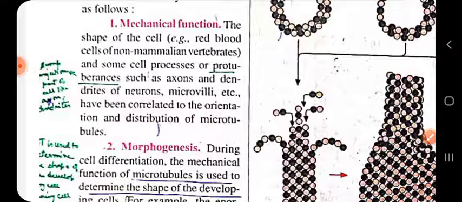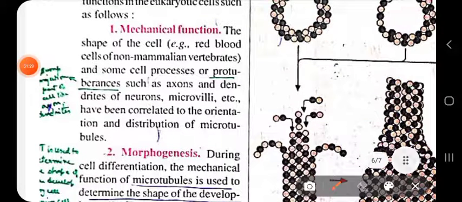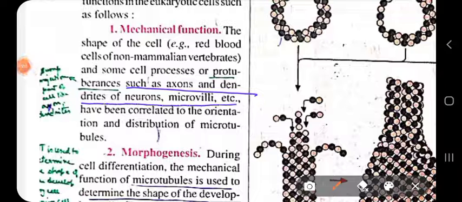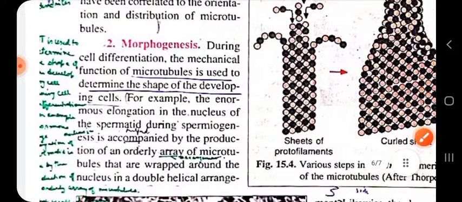Then some cell processes have protuberance-like structures, bump-like projections, parts of the cell, like in axons, like in dendrites of nerve cells, and microvilli, which have been correlated with the orientation and distribution of the microtubules.